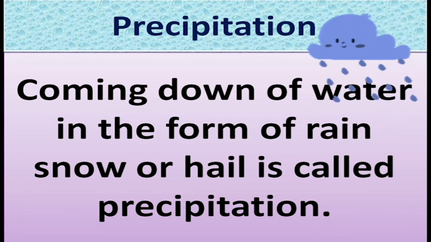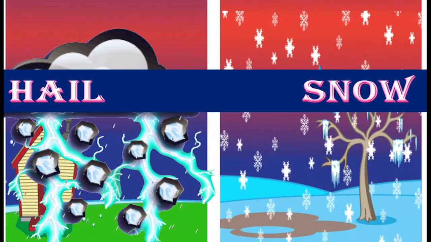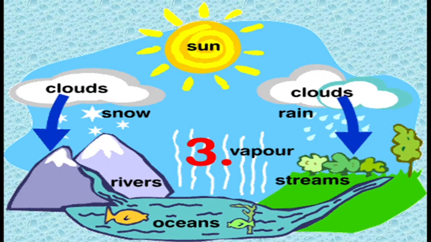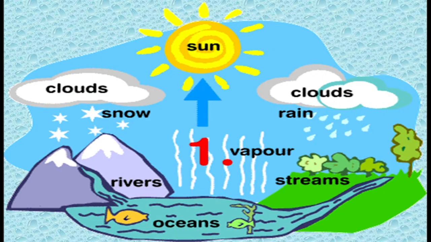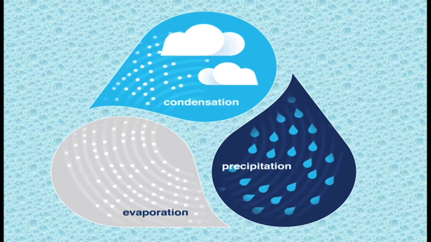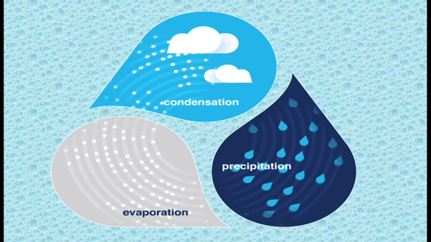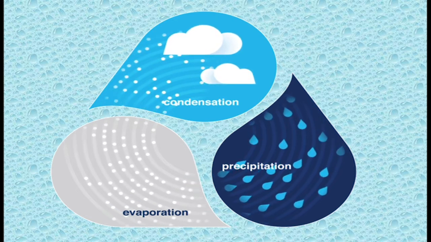In special conditions, it may also fall as hail or snow. That is a very cold condition. Thus, water in the form of vapor goes into air by evaporation and transpiration, forms clouds, and then comes back to the ground as rain, hail, or snow.